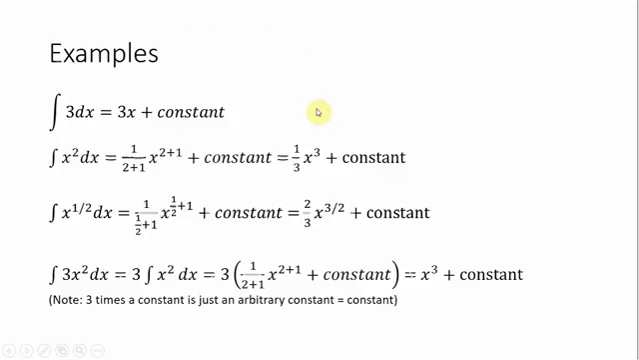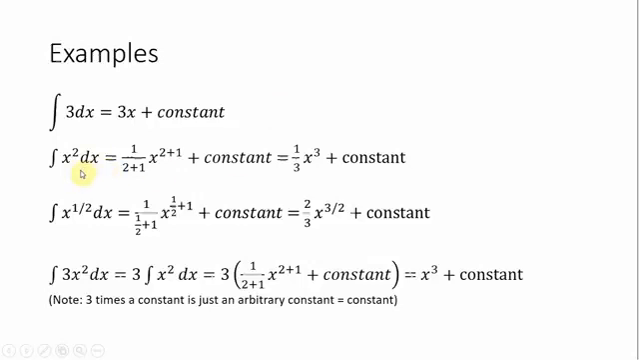Here are a few numerical examples that apply some of those rules. The integral of 3 is just 3x plus a constant. Again, note if we took the derivative of this answer, the derivative of 3x is 3, the derivative of a constant is 0, so we just get back what we're taking the integral of.